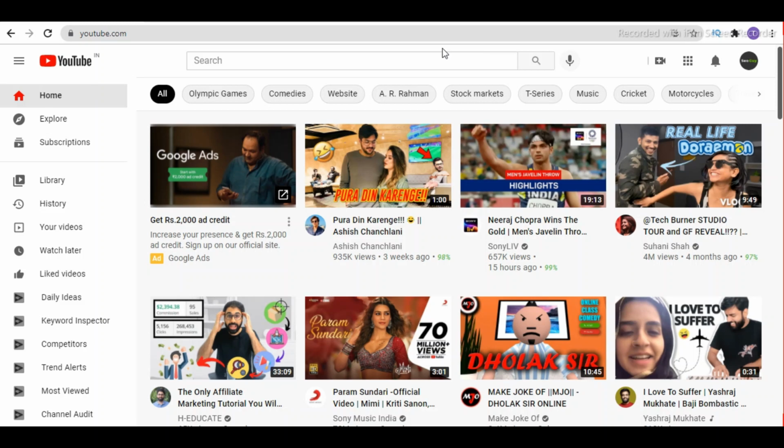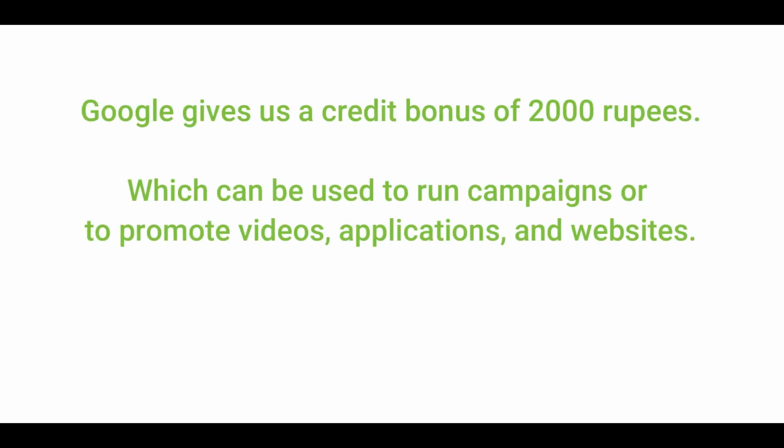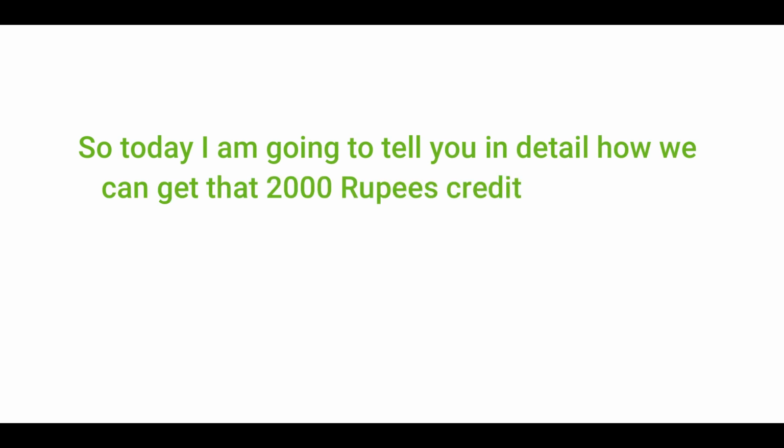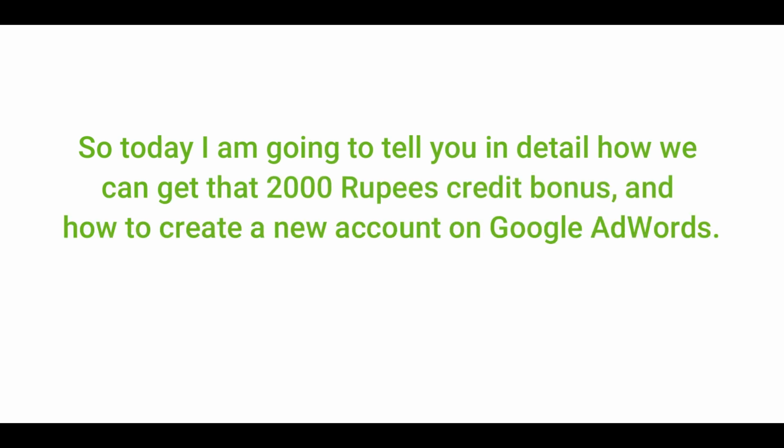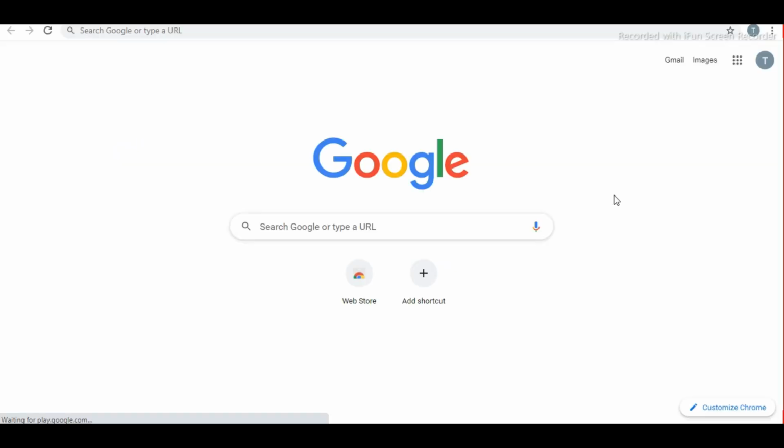Today we will see how to get 2000 ads credits in AdWords. When we create a new account on Google Ads or AdWords, then Google gives us a credit bonus of 2000 rupees, which can be used to run campaigns or to promote videos, applications, and websites. So today I am going to tell you in detail how we can get that 2000 rupees credit bonus, and how to create a new account on Google AdWords.